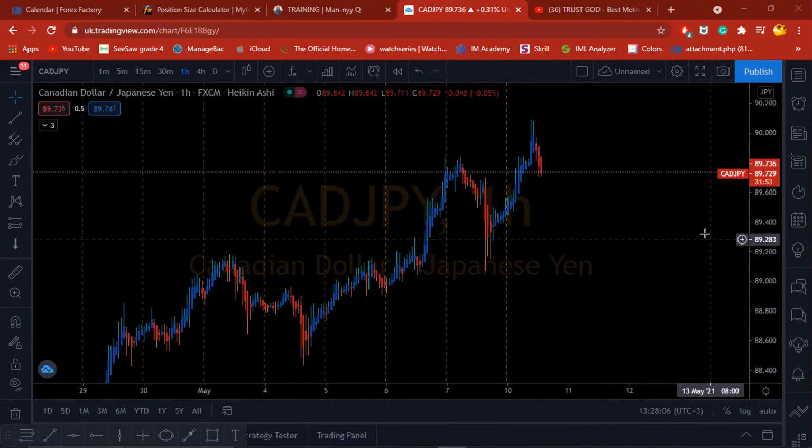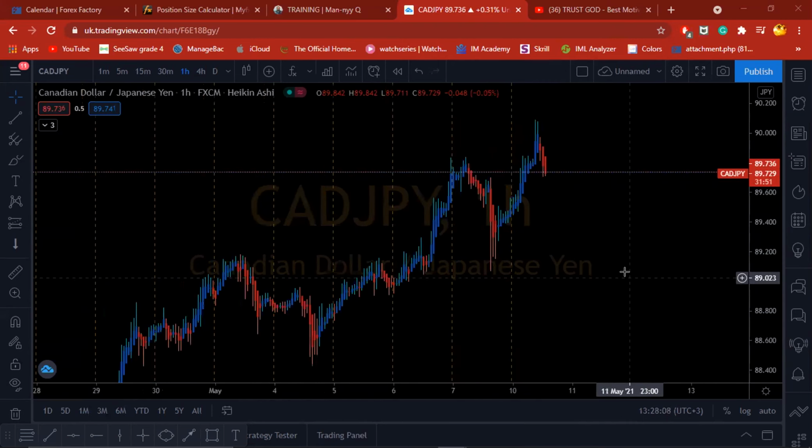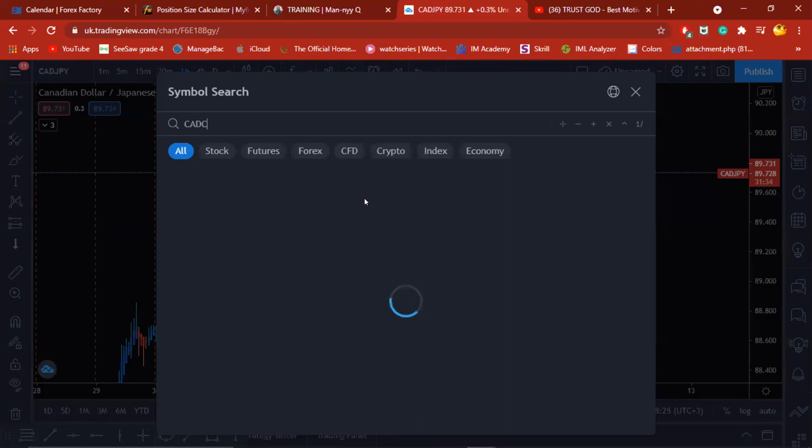Well, hold on. Looks like this doesn't work. Here it's two numbers before the decimal point. Okay, let me do CAD CHF. Let me start with CAD CHF. It's not letting me type. CAD CHF.